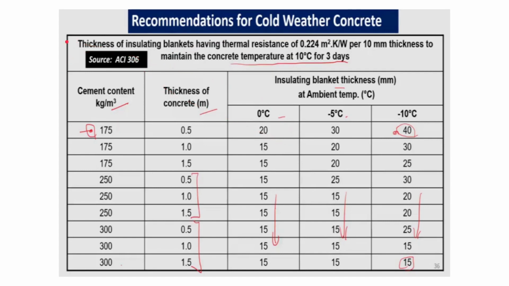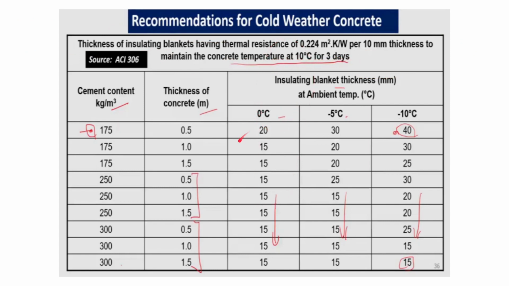Here, the insulating blanket thickness has been provided in millimeters, as per ambient temperature. Those are 0, -5 and -10 degrees centigrade. The thickness of insulating blankets having thermal resistance of 0.224 meter square Kelvin per watt per 10 millimeter thickness has to be used to maintain the concrete temperature at 10 degrees centigrade for 3 days. So this is the condition for concreting at 10 degrees centigrade temperature for 3 days.